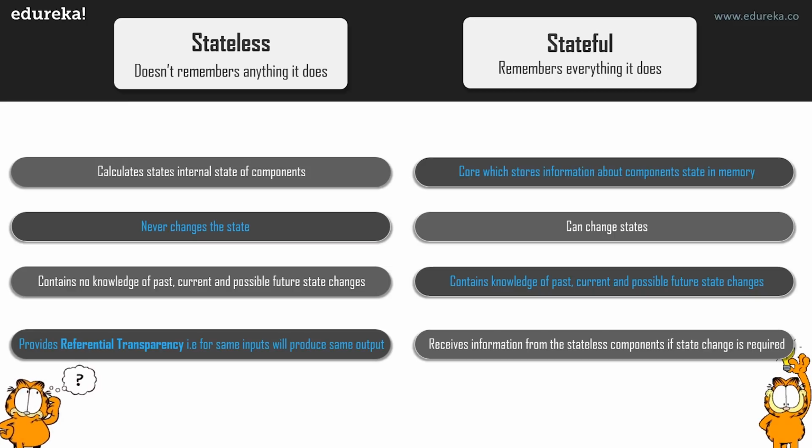Stateless components, you can say, provide referential transparency. That is, for the same inputs, it will produce the same output. So if you give the same inputs, you get the same output. A stateful component receives information from the stateless components if state change is required. So these are some of the basic differences between a stateless and a stateful component.